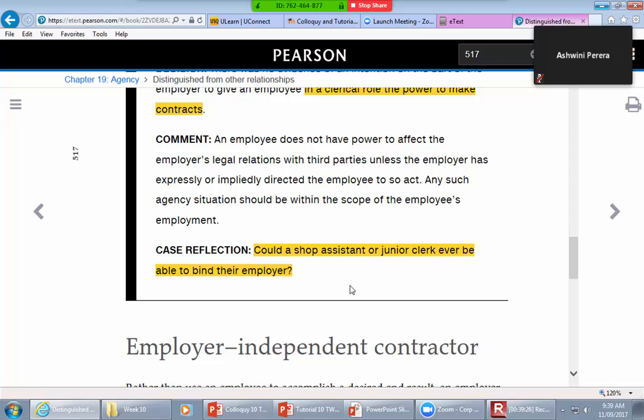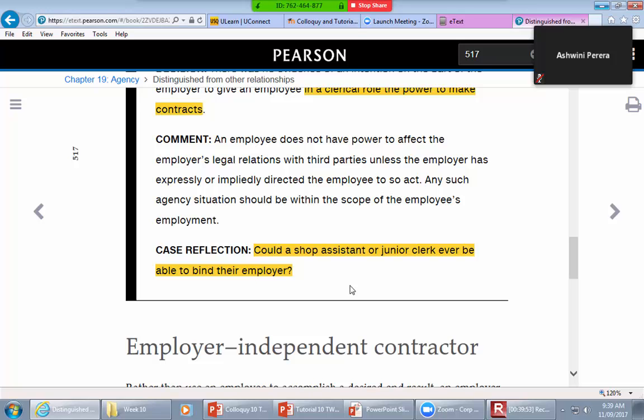Okay. So the idea again is that you go back and read what we said previously. Unless the employer has expressly or impliedly directed the employee to so act. Can you think of any situations where someone who is a shop assistant would bind their shop or their company by dealing with you directly?